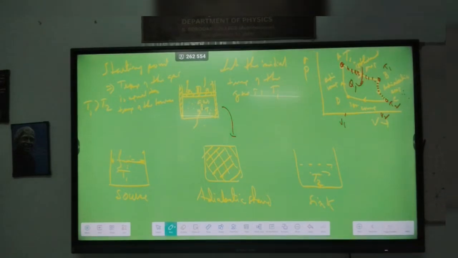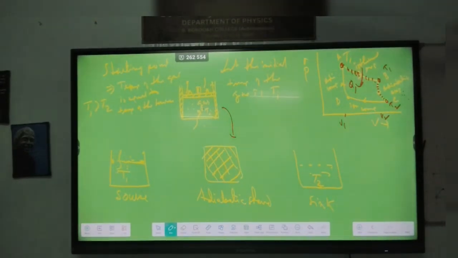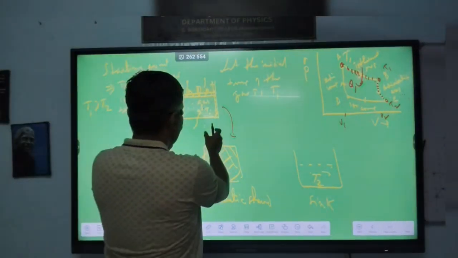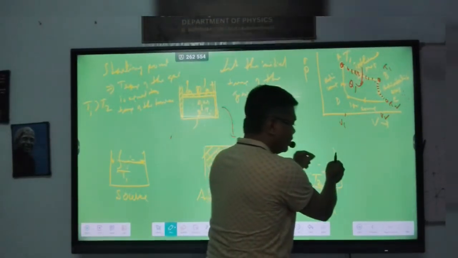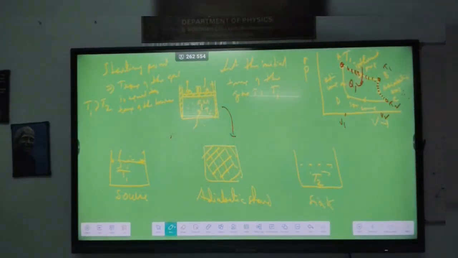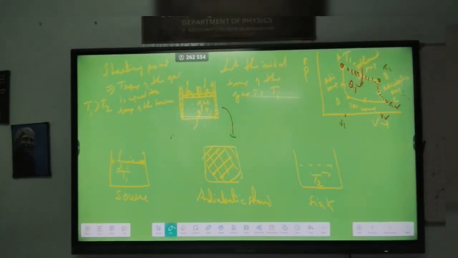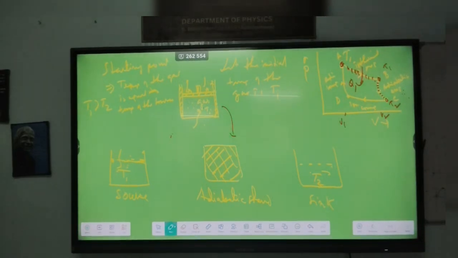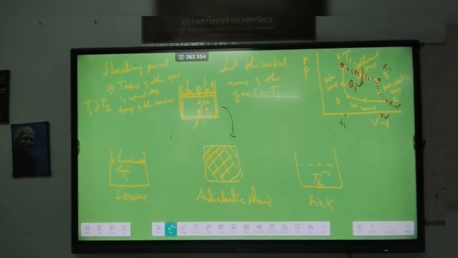We came from A to B through isothermal expansion, and from B to C through adiabatic expansion. Now what will I do? I will make the compression. That means I will start my journey back to the initial state. So again I will put this whole cylinder over the sink, because now the temperature of the gas is how much, T2. Temperature of the sink is how much, T2. So there will be no exchange of heat between them. So I will put the cylinder over the sink.